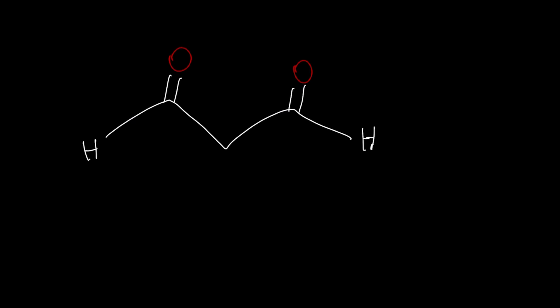First, you want to count the longest chain. So we have 1, 2, 3. This would be associated with propane. However, we have two aldehyde groups, so this is going to be called a diol. Propane diol is going to be the name of this structure.